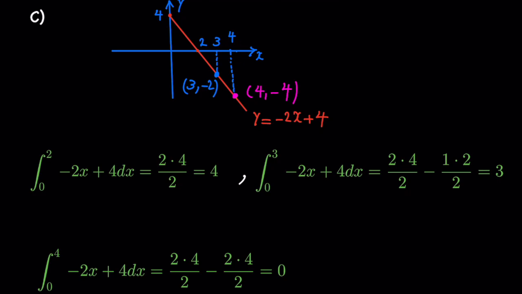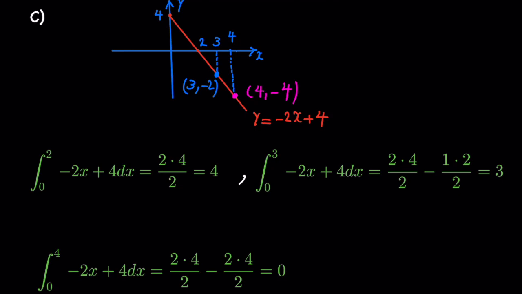And it's going to be a positive number because this region lies above the x-axis. So all you need to do is compute the area of that triangle, which is 4 times 2 divided by 2. So I get 4. So the definite integral between 0 and 2 is 4.